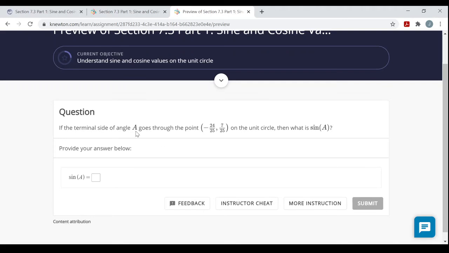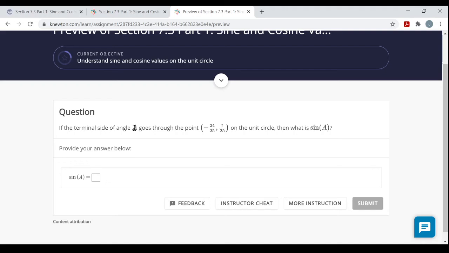All right, so this time the angle is called A instead of T or theta. So if the terminal side of an angle A has the point, this point is on the unit circle, and you can check, take negative 24/25 squared plus 7/25 squared, and you're going to get 1. This is a distance of 1 unit from the origin.